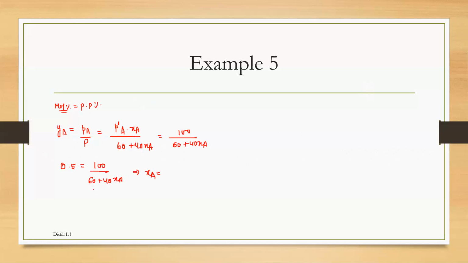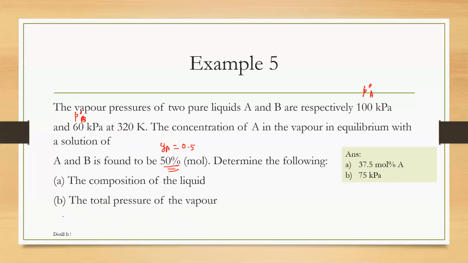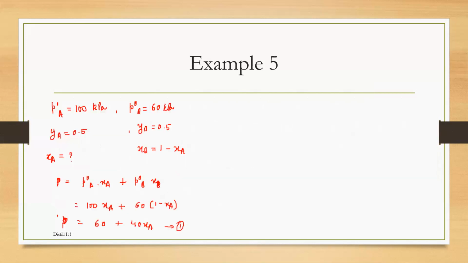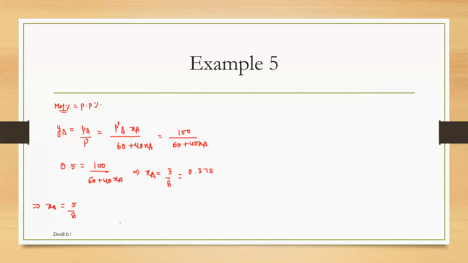XA. Okay, the value of XA you will get as 3 by 8, which is 0.375. And similarly, we will get XB as 5 by 8. So this is the A part of the problem. We had to find the composition of the liquid. So we have found XA and XB.